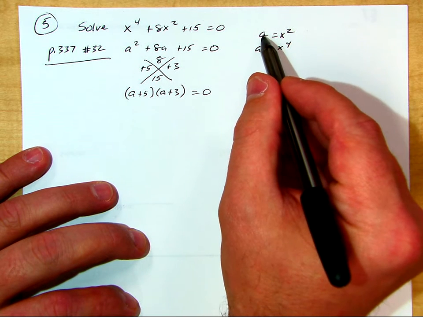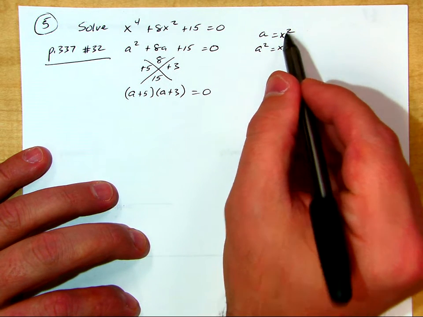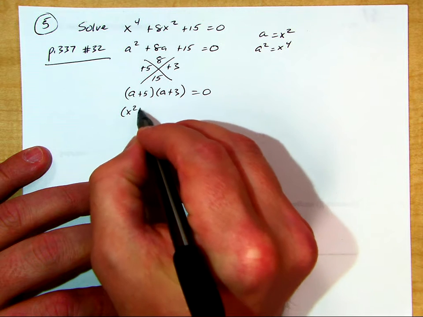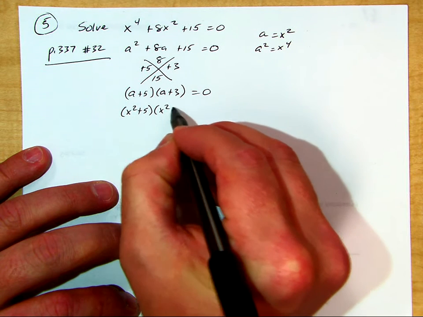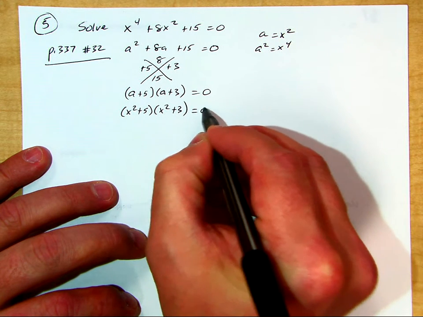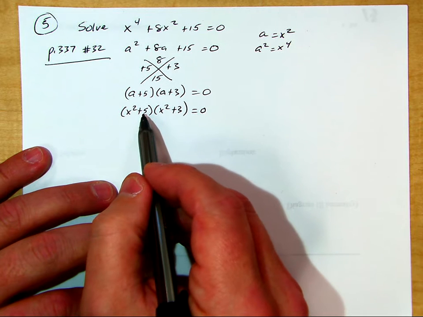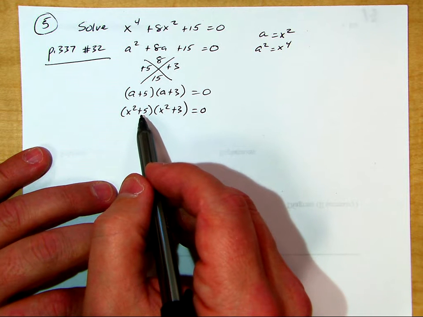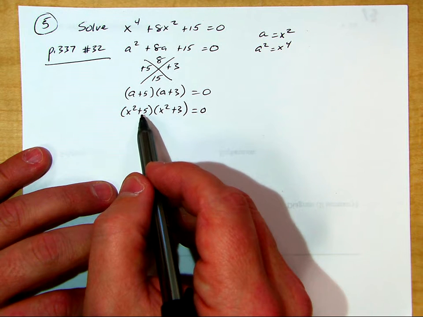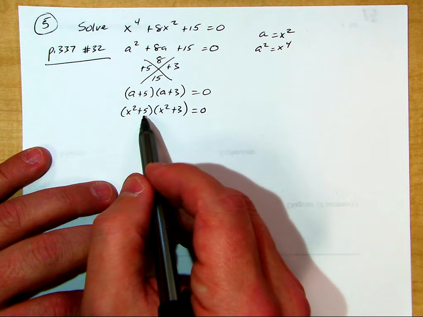But remember, a is a dummy variable, so we're going to replace that with x squared. And it's rewritten like this. Now in this case, neither one of these binomials is a difference of two squares. So we can't factor any further from here.